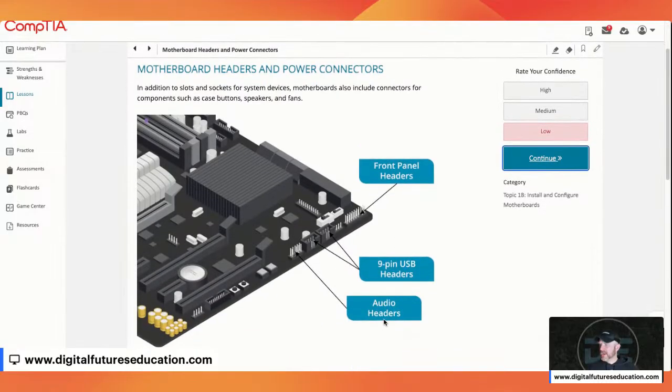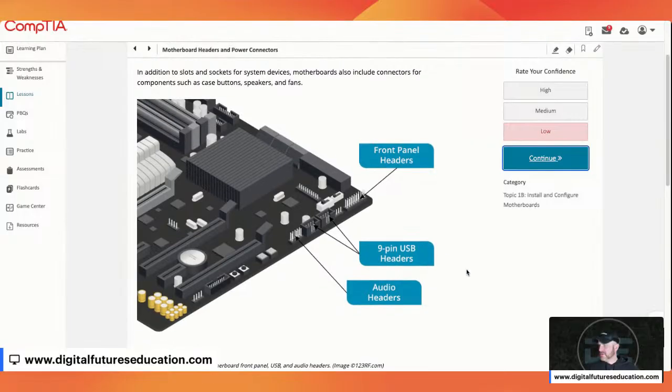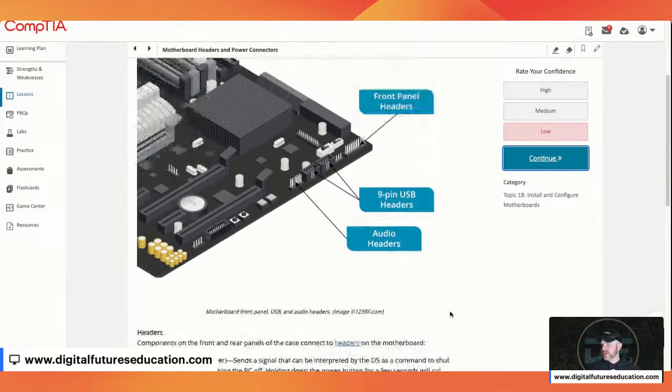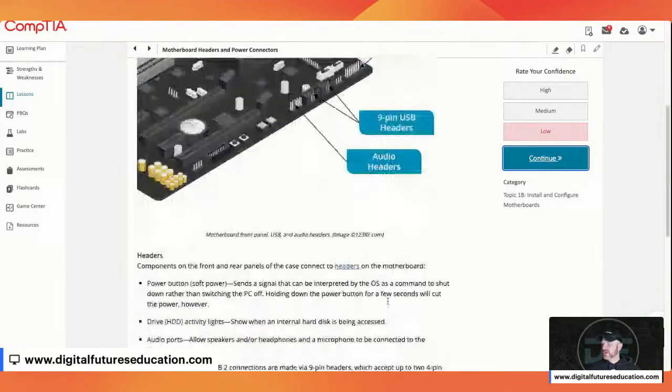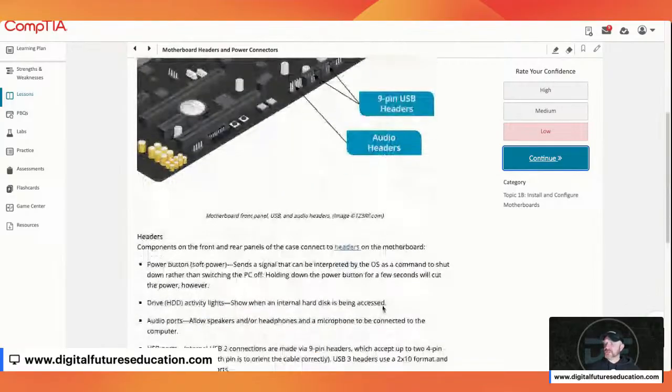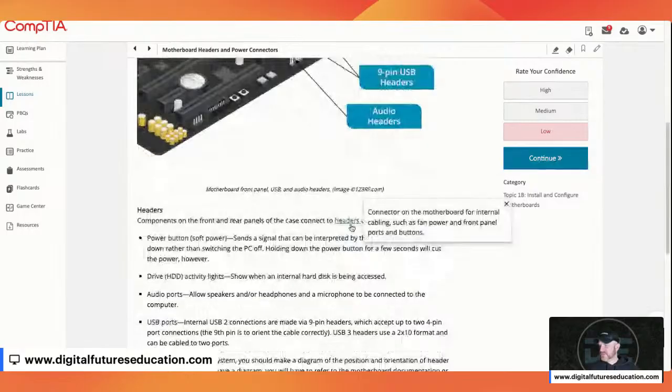Motherboard and header power connectors. So here we have additional slots and other sockets on the device. We have the front panel headers, 9-pin USB headers, and also audio headers for connections. Headers are connectors on the motherboard where components on the front and rear panels of the case connect, for internal cabling such as fan power, front panel ports, and buttons.